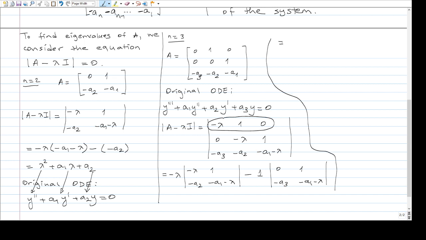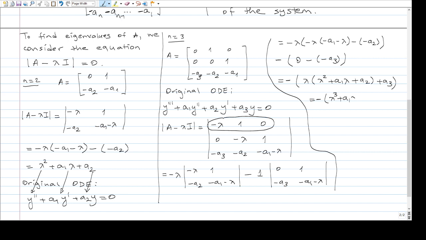So this is equal to minus lambda times (minus lambda times (minus A1 minus lambda) minus (minus A2)), and then minus (0 minus (minus A3)). So both terms have a minus sign, so let's take this minus sign out. Then lambda times (lambda squared plus A1 lambda plus A2), and then plus A3. So we have minus (lambda cubed plus A1 lambda squared plus A2 lambda plus A3).